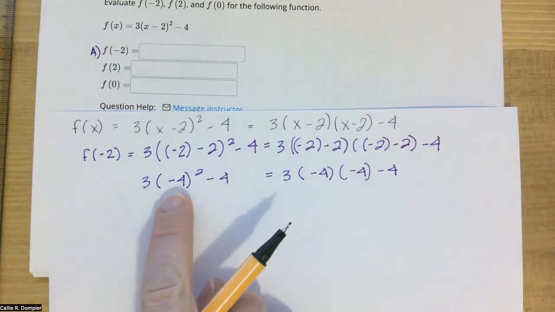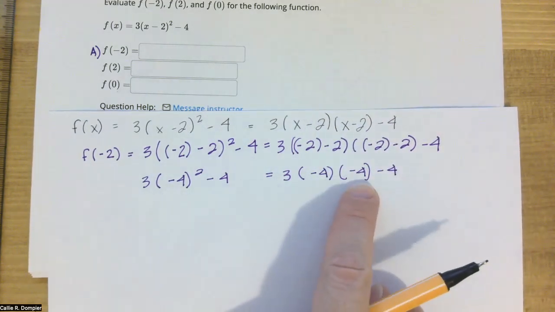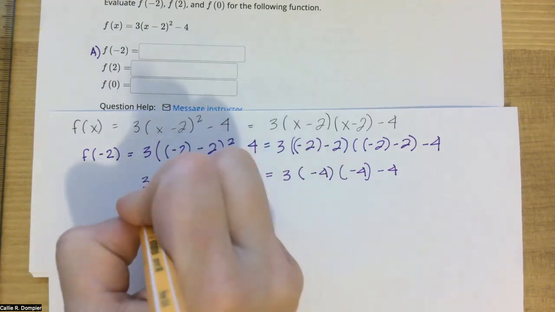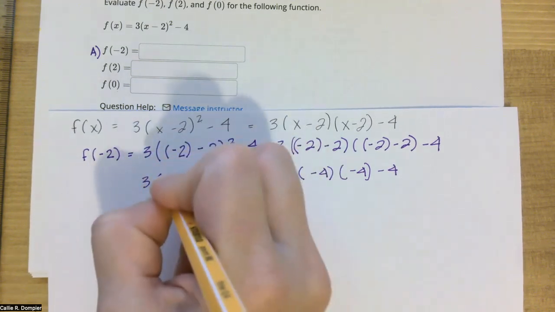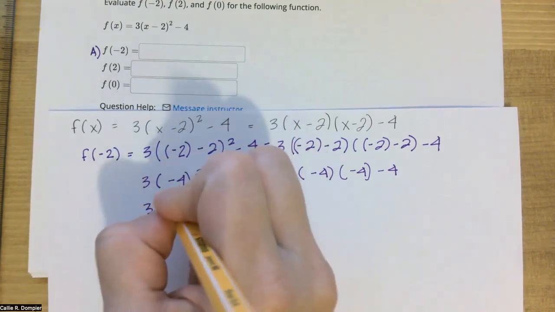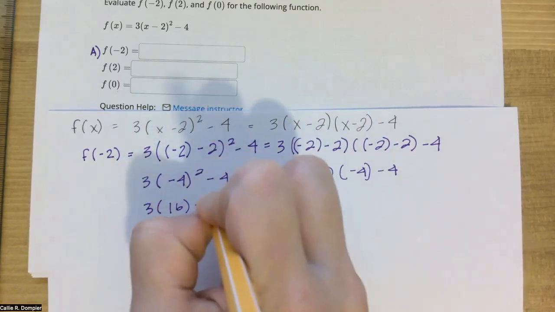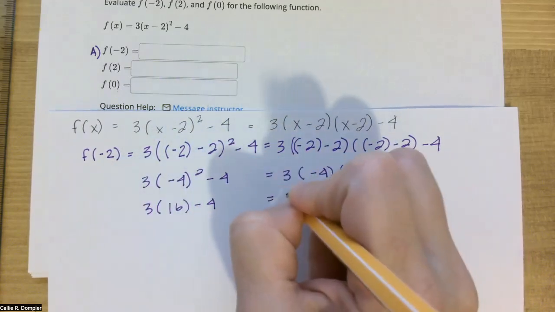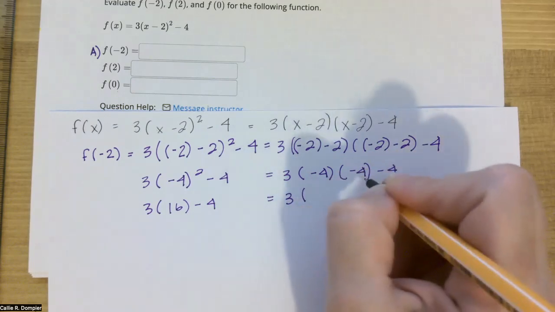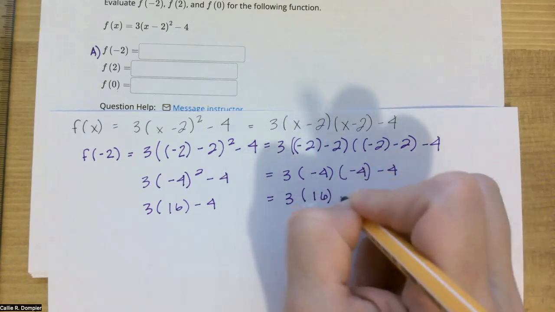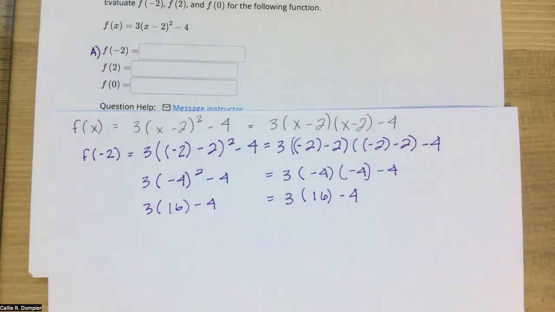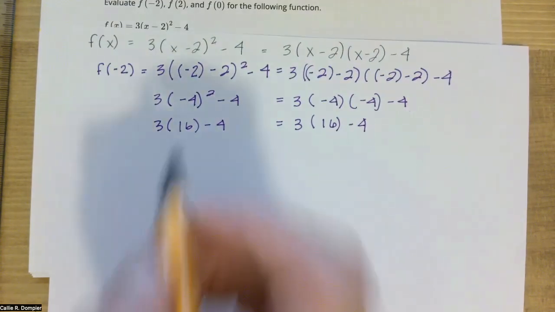Do you see how that negative 4 squared is now negative 4 times itself? Those are the same, right? Now, what is negative 4 squared? Negative times a negative is a positive, so it's not going to be a negative number, and 4 times 4 is 16. So 3 times 16 minus 4. Over here we should get the same: 3 times negative 4 times negative 4 is 16, minus 4. So now we have the same, right? Doesn't matter which way we did it.